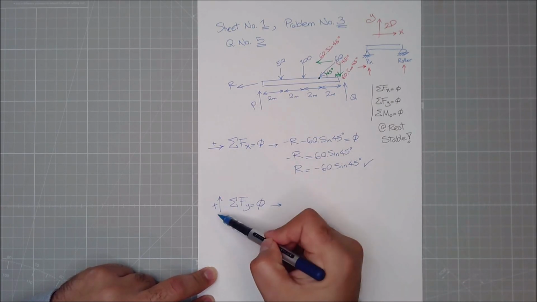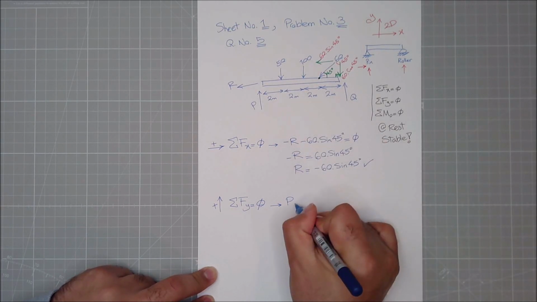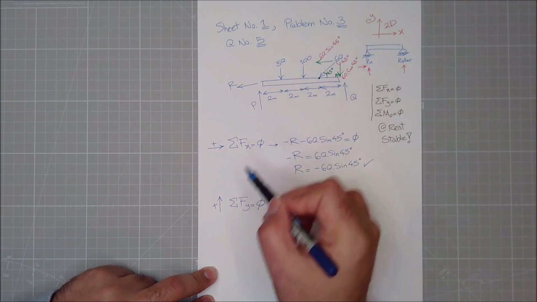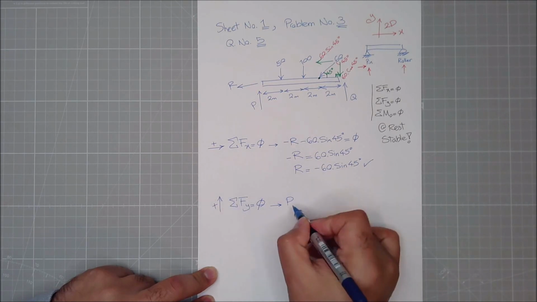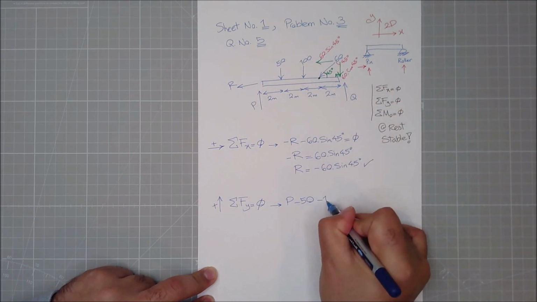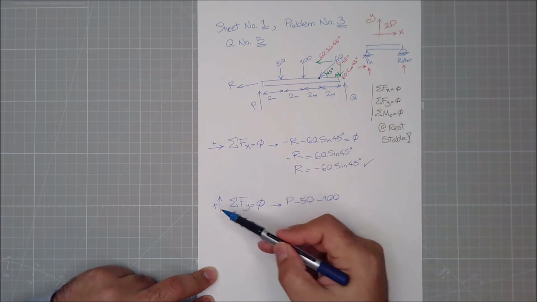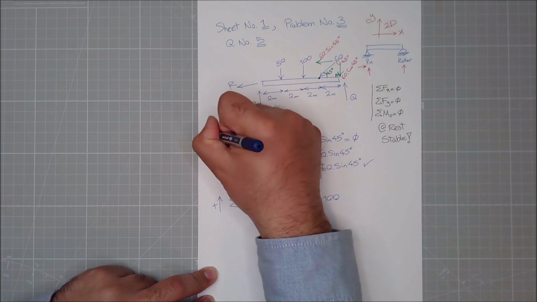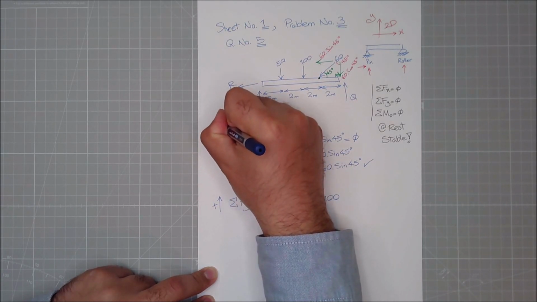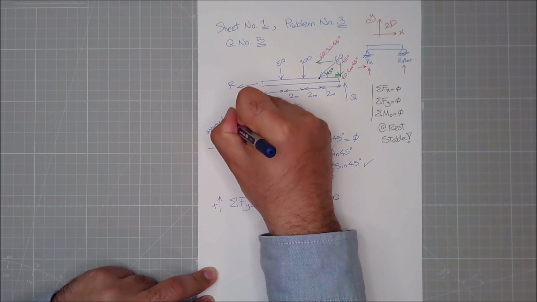P, and it's in the same direction, so positive P. 50, which is negative because it's coming from top to bottom, while my direction is the other way around, so minus 50. Minus 100. Why minus? Again, because it's against the positive direction that I have assumed.